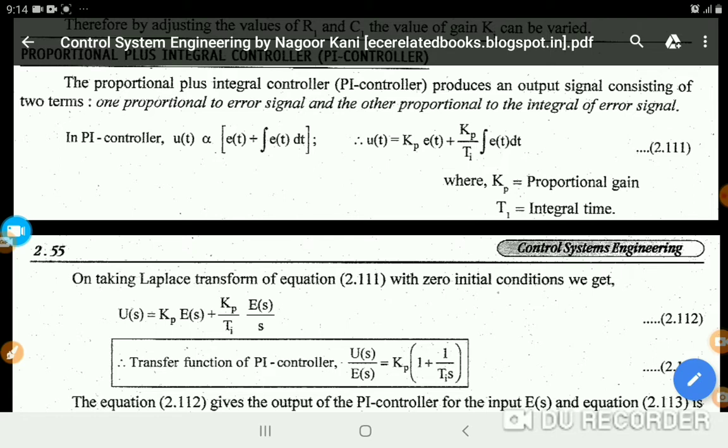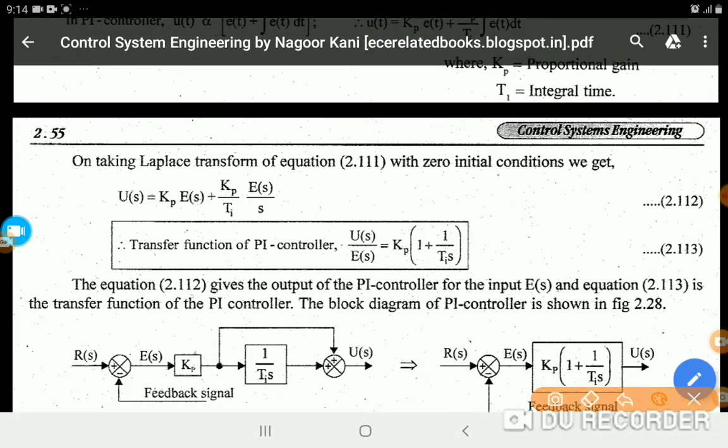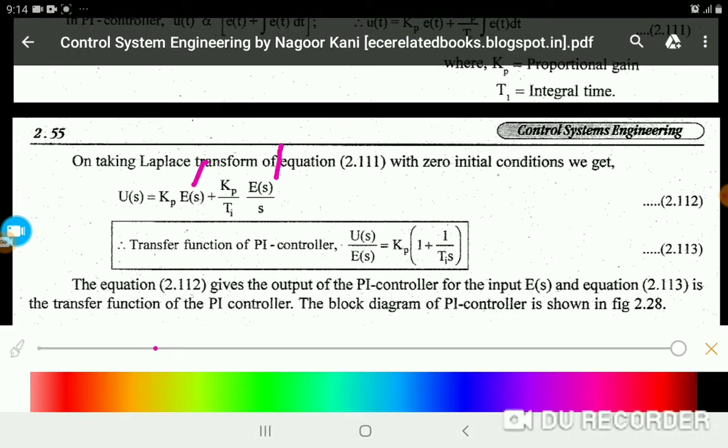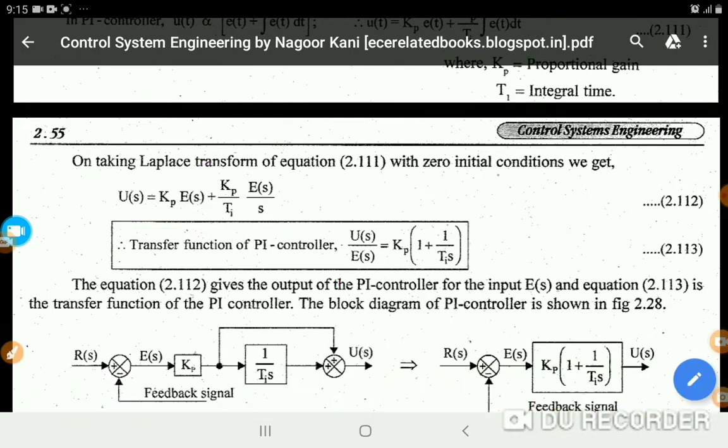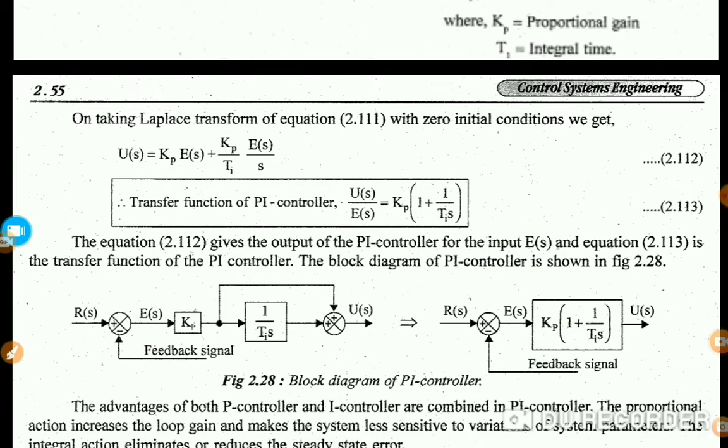From this expression, take E of s as common. So it becomes Kp plus Kp by Ti s. Then take Kp as constant. So it becomes U of s by E of s equals Kp as a common within a bracket, 1 plus 1 by Ti s. So this is the transfer function of the PI controller.